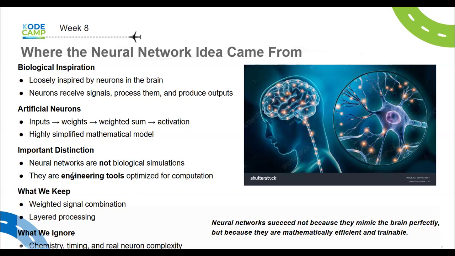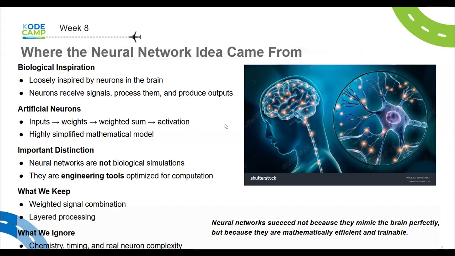So we keep the mathematical parts and the layer processing, but we don't worry about the chemistry of biological neurons, because biological neurons are not triggered by electricity or math. They're triggered by electrochemical signals. So there's a chemistry to it. There's also timing, there's pulsing, which we don't really factor into the artificial neural network models, or the artificial neurons. And then the real complexity.